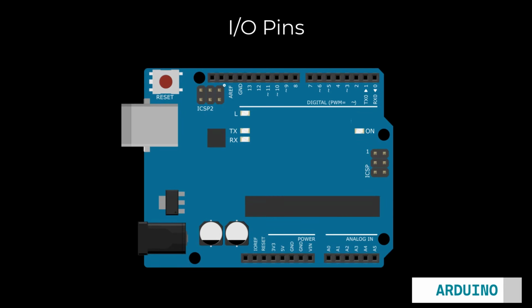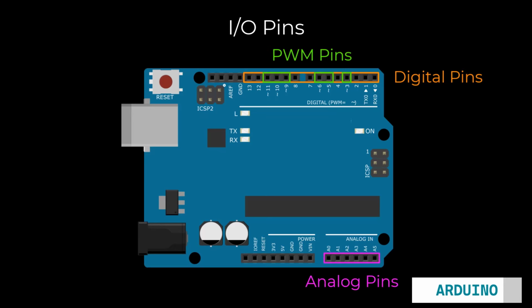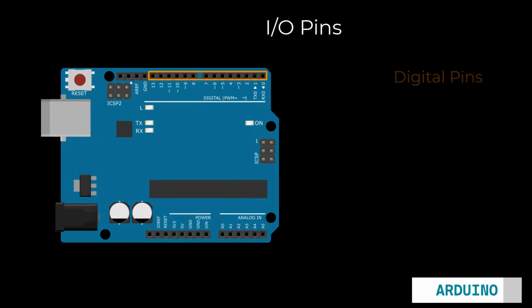The heart of Arduino functionality lies in its I/O pins. I/O stands for input-output. There are 3 basic flavors of I/O pin on the Arduino: digital pins, PWM pins, and analog pins. These pin types aren't exclusive. For example, PWM pins are also digital pins. Let's talk about the most basic type, digital I/O pins. We'll discuss PWM and analog pins in the next video.